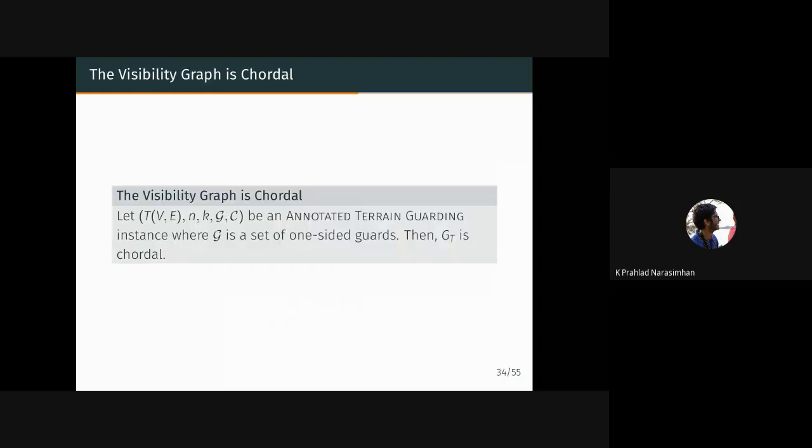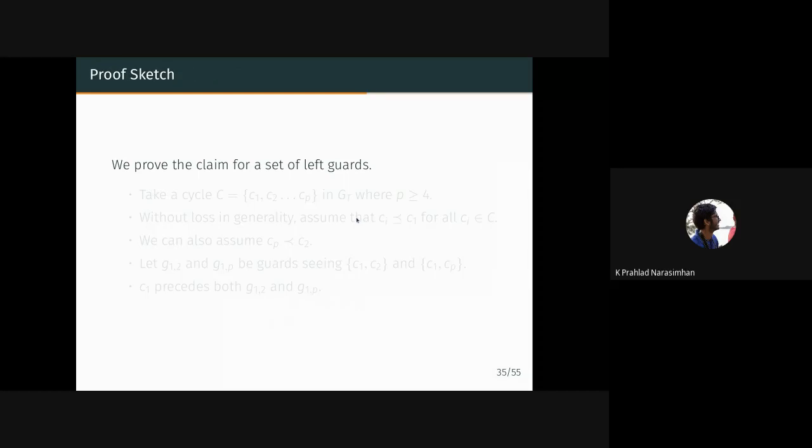So let's look at the first one. We only prove this for a set of left guards, and I'm not going to prove this in full because the proof is fairly long. So I'll just give you an idea of how we start. What we do is we take a cycle of length greater than or equal to 4 in GT. Then C1, C2, and so on up to CP are ordered based on how they appear on the cycle, right?